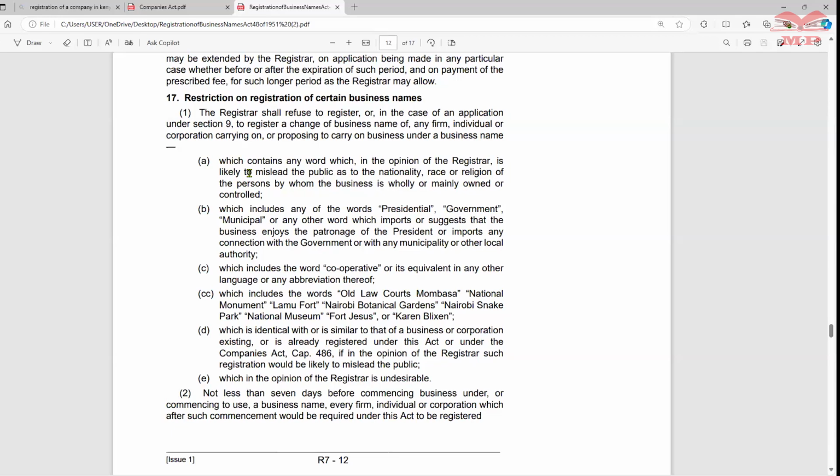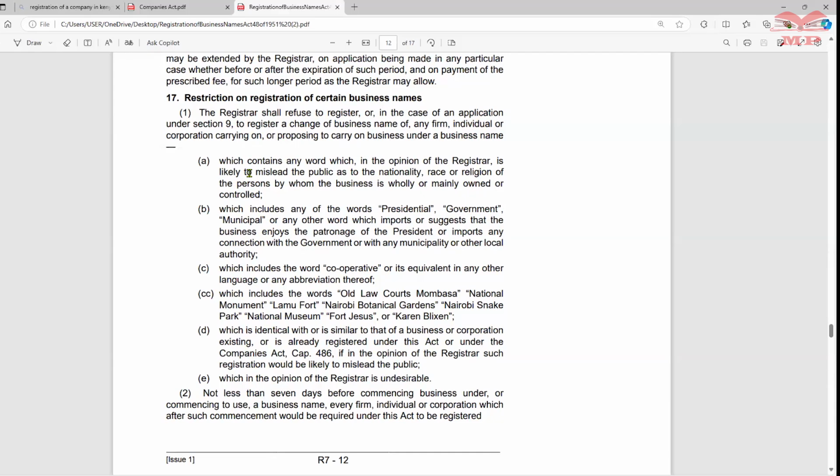Part D provides that any name which is identical with or is similar to that of a business or corporation existing or already registered under that Act or under the Companies Act, as we have said, will mislead the public, and you're not allowed. It also gives the registrar discretion. If the registrar feels that this particular name that you want to register is undesirable, he may refuse your application for a business name.